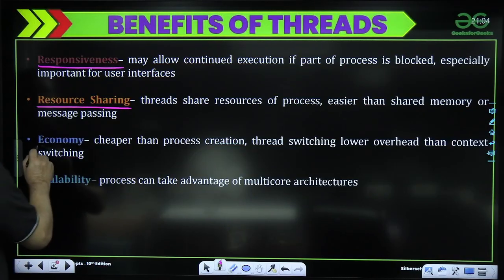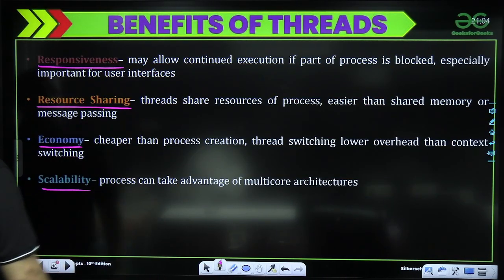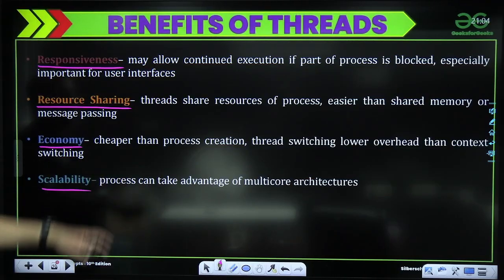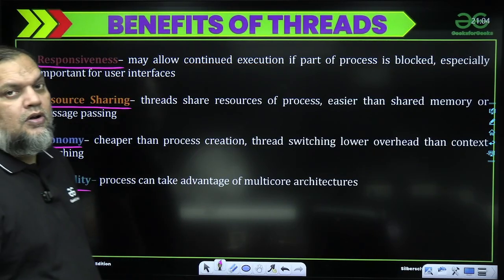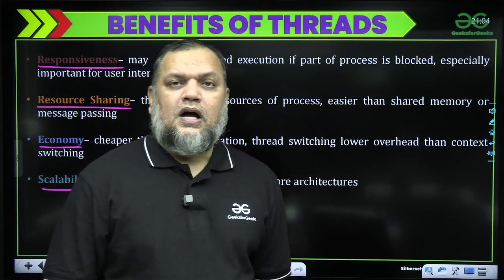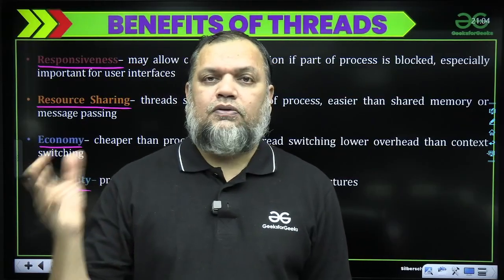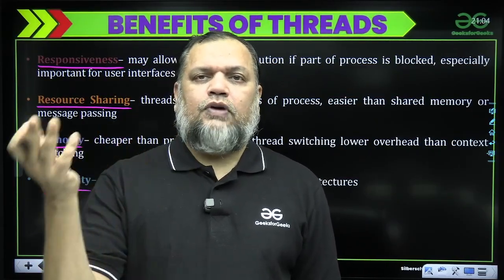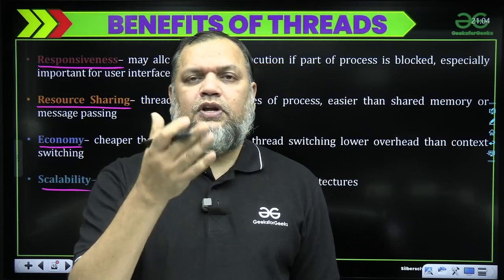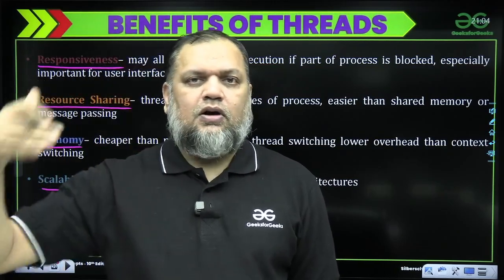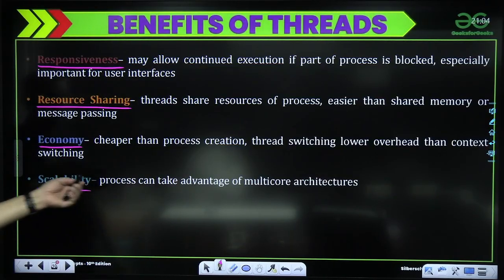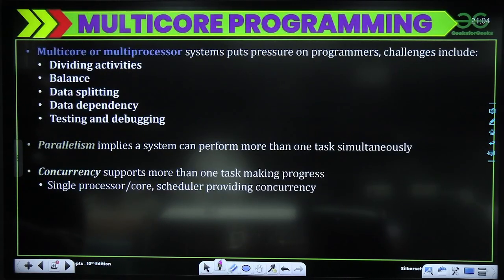The system becomes economical. Scalability factor will improve. The processes can take advantage of multi-core architectures. Present day we are talking about multi-core architecture, is it not? Our processors are i3, i5, i7, where one core is like one CPU. So if I have a multi-core CPU with 3 cores or 5 cores, I can create a process with 3 threads or 5 threads, and each thread can run on one core and achieve true parallelism, real parallelism. So we can exploit multi-core architectures.